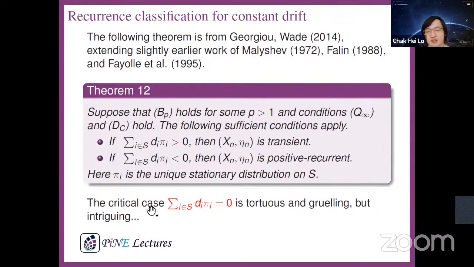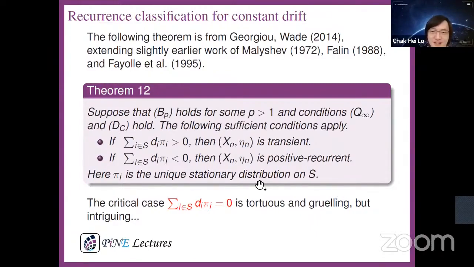The critical case is when the sum equals zero, so essentially you have no total drift for the system. This is a torturous and grueling, but also intriguing case, in the sense that it is very, very complicated. We'll go back to it later at the end.